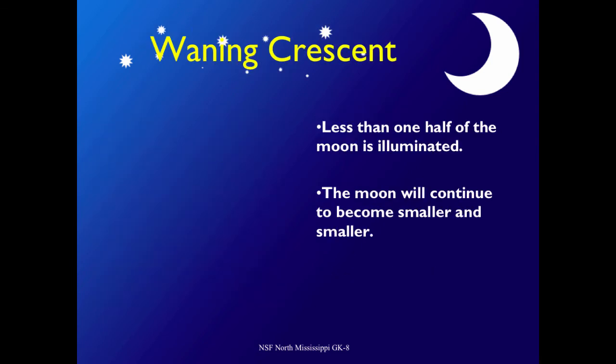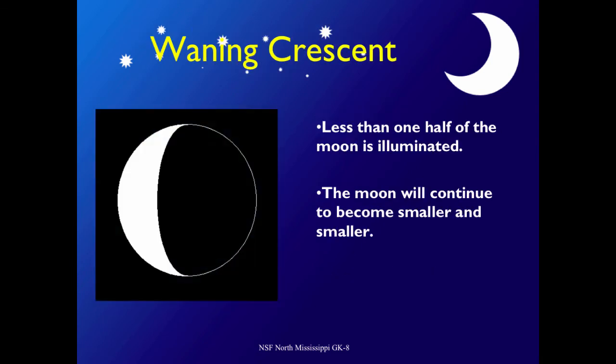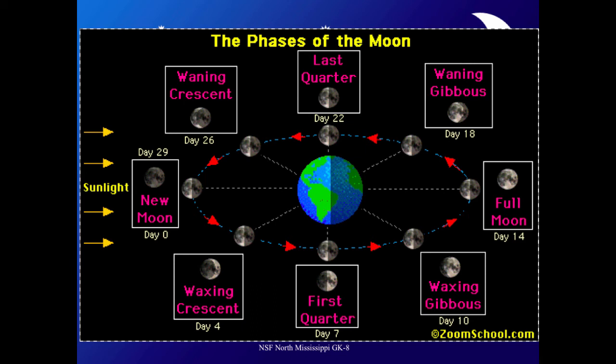And then your waning crescent. So the light's on the left because it's waning, and it's a crescent. See how it looks like a C? Which means that less than half of the moon is lit up. And then the next phase that you'd move into is you would move back into your new moon phase. So let's just review real quick.